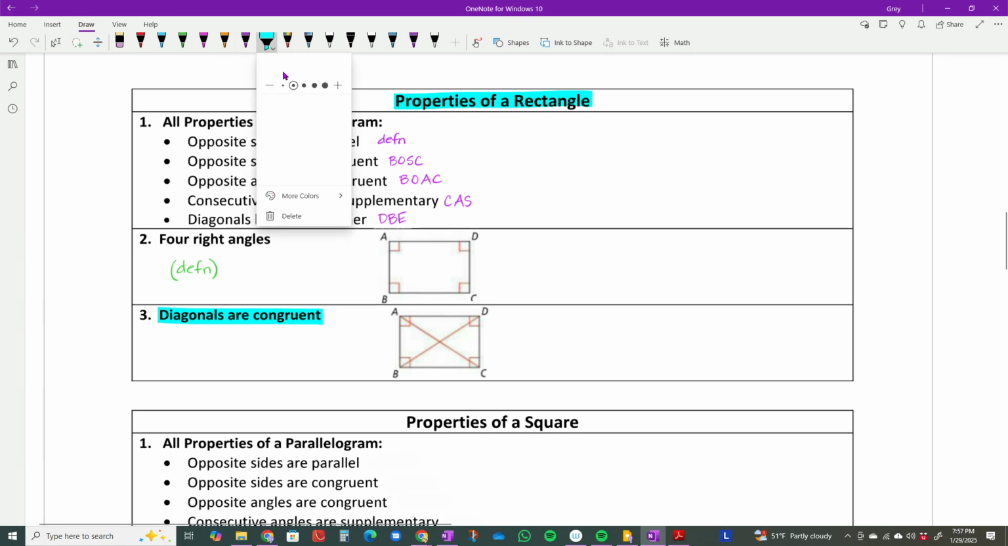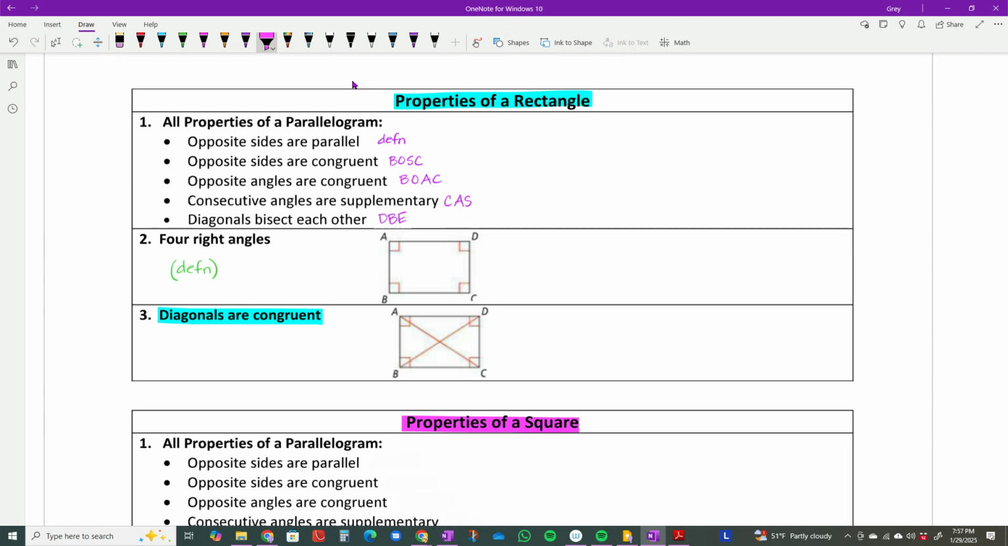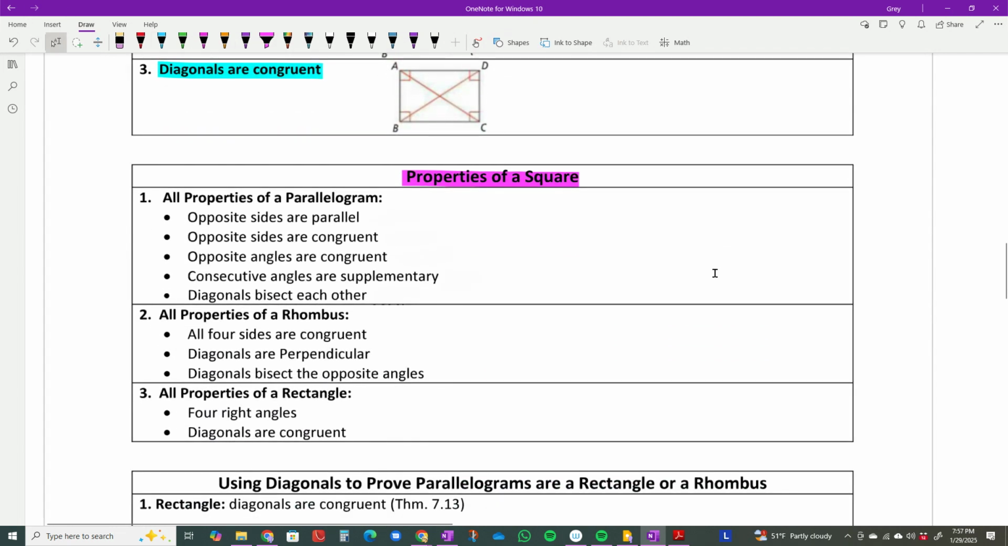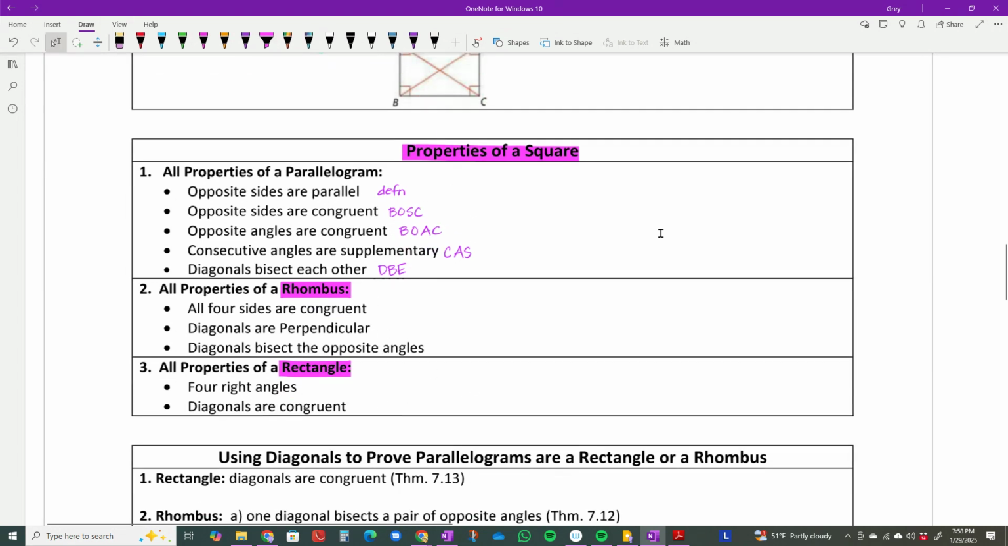And then the last special quadrilateral we're going to talk about is a square. So the properties of a square, yes, it is a parallelogram. So by definition, both opposite sides are parallel. Both opposite sides are congruent. Both opposite angles are congruent. Consecutive angles are supplementary. And the diagonals bisect each other. And as I just mentioned, every square is a rhombus, so it has all of its properties. And every square is a rectangle, so it has all of those properties. You just got to be able to distinguish between those, but know that they hold true for all squares.